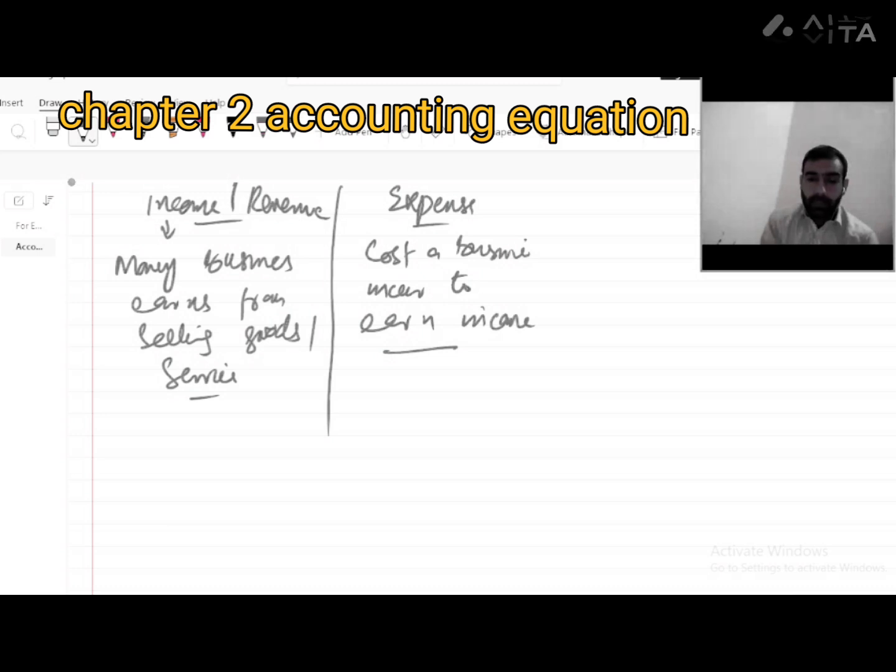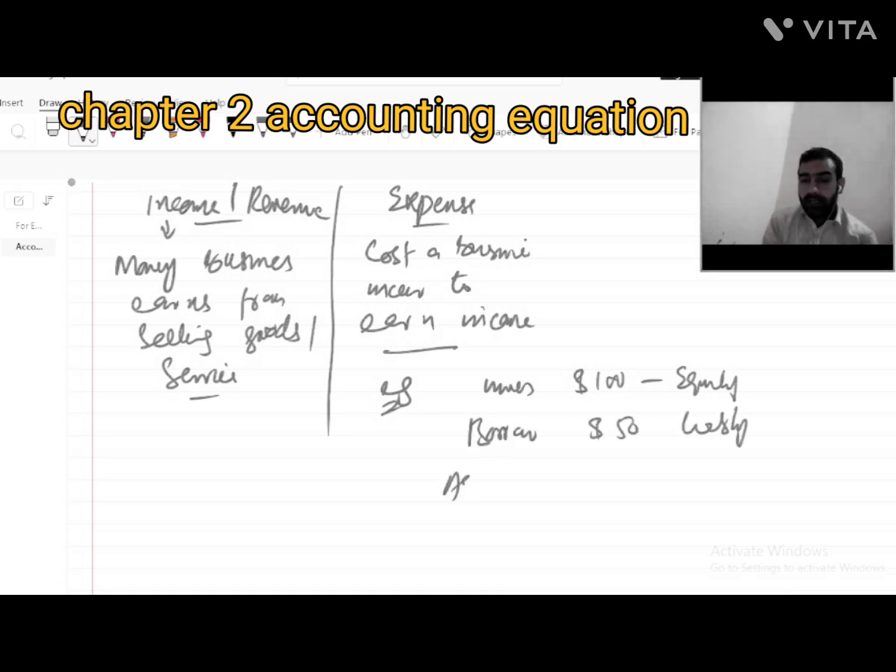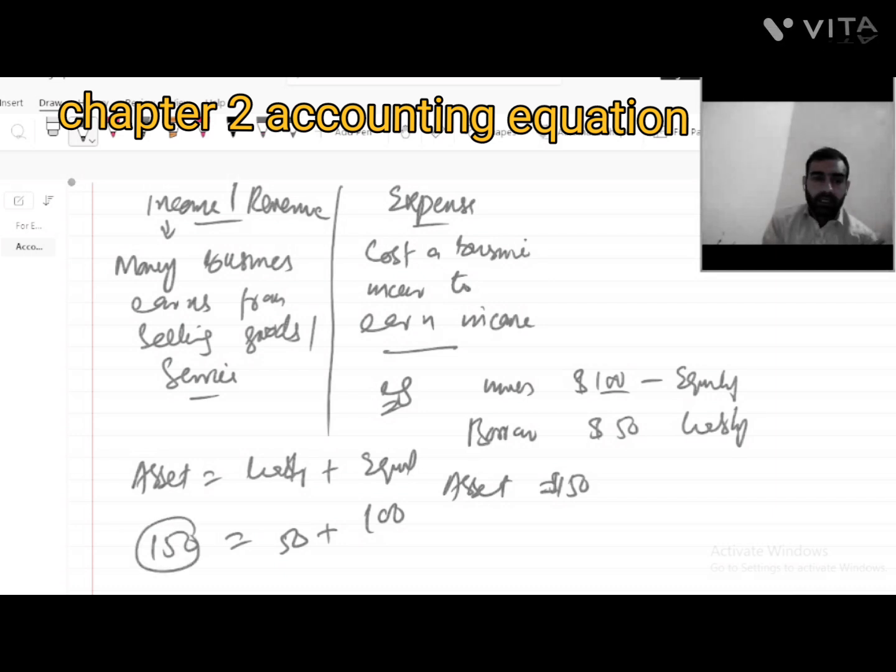So let's say you have invested $100. This is your equity component, and you have also borrowed, let's say, $50, that will be your liability. So the total asset will be $150, and the equation is: asset is equal to liability plus equity. Sorry, the liability is 50, and the equity was 100, so the total asset will be 150. Now let's move on to the actual book material.